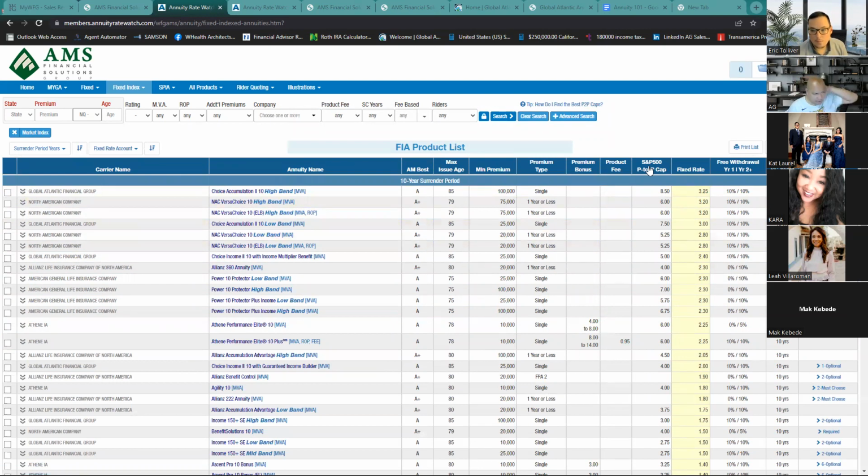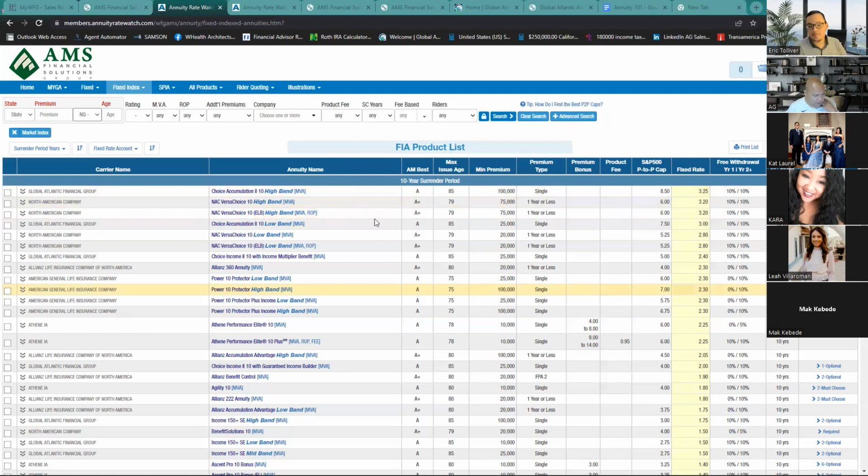I'll get into what that is. Just like an index universal life has a cap, when you do an annuity, you either have a cap or a spread. A spread is they subtract from the returns. For example, there's a 2% spread. So if the index does 10, they'll get credited 8%.